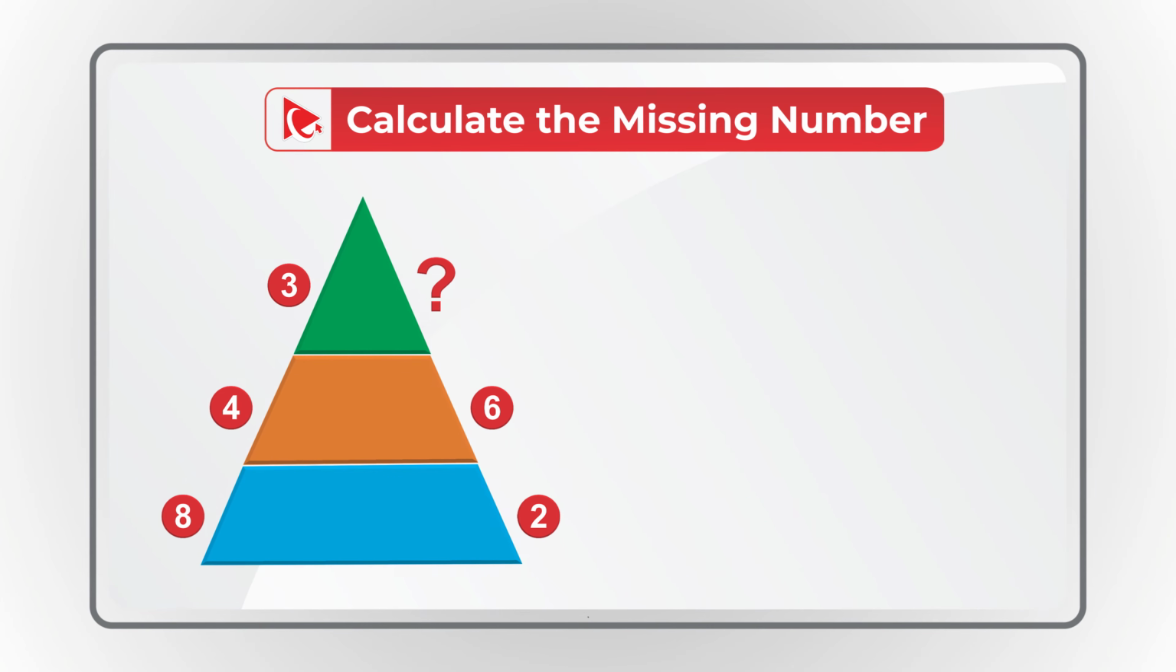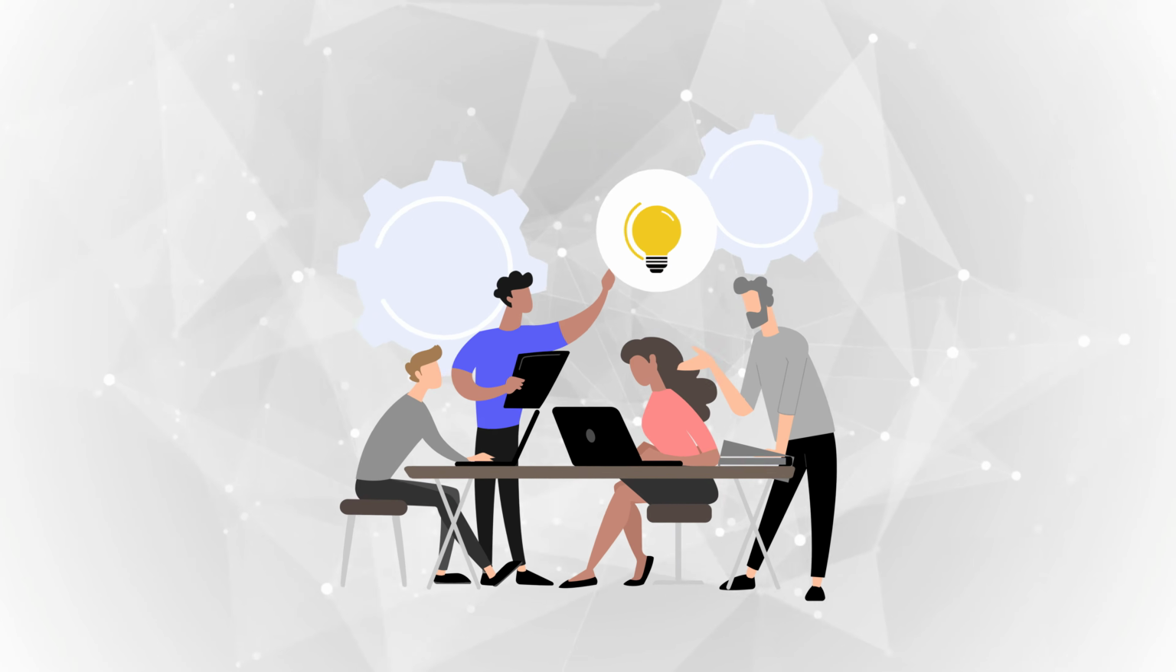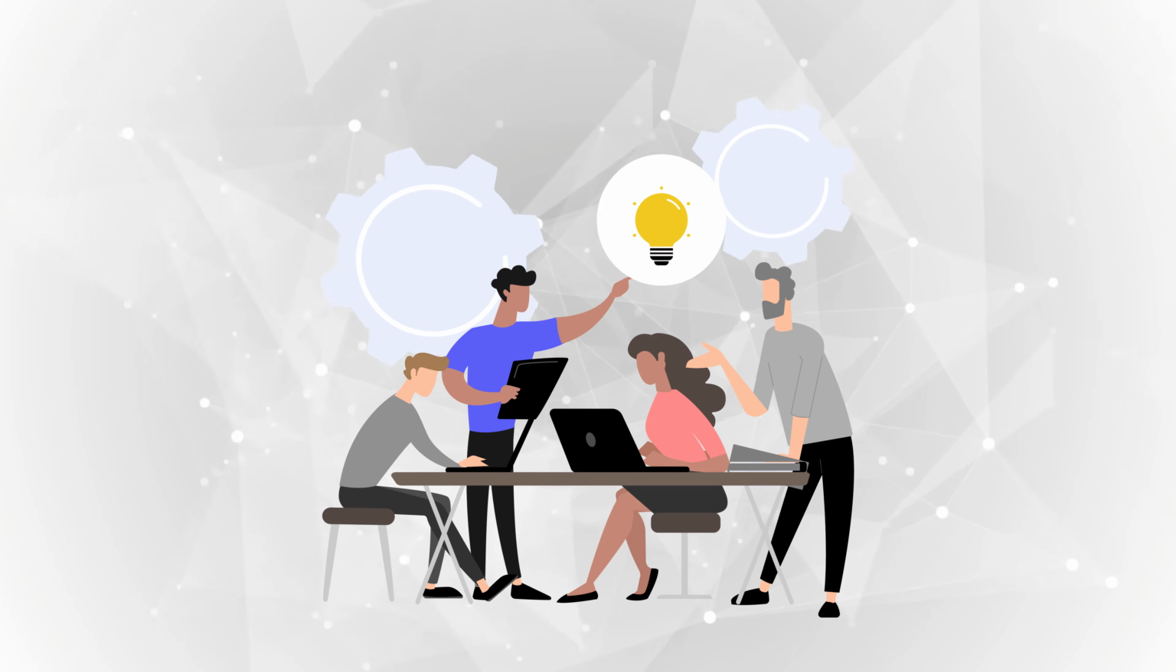You're presented with 4 different choices. Choices A, 6. Choice B, 10. Choice C, 7. And choice D, 2. Do you see the answer? I'm gonna give you a quick hint here. You need not to guess the number, but you need to calculate it.